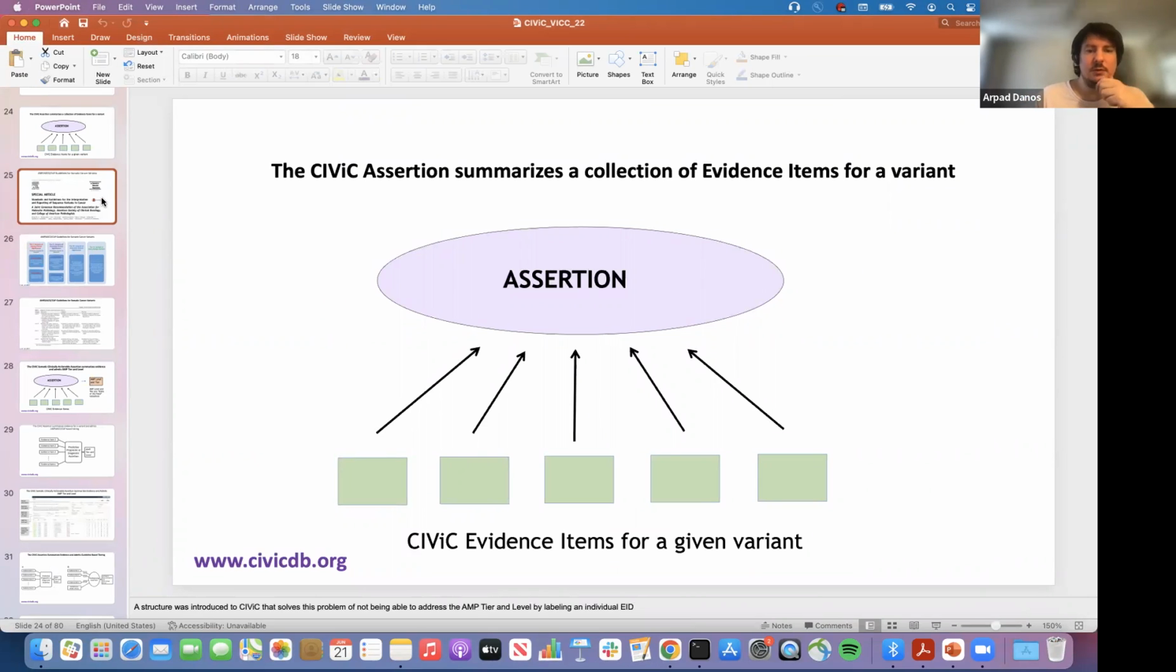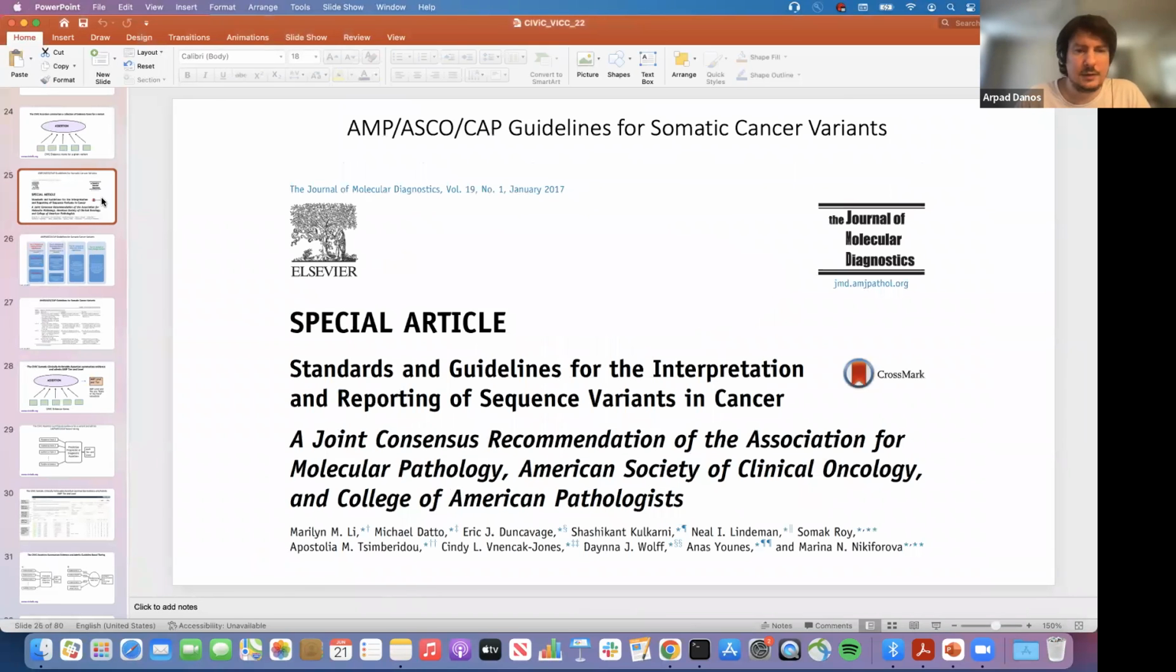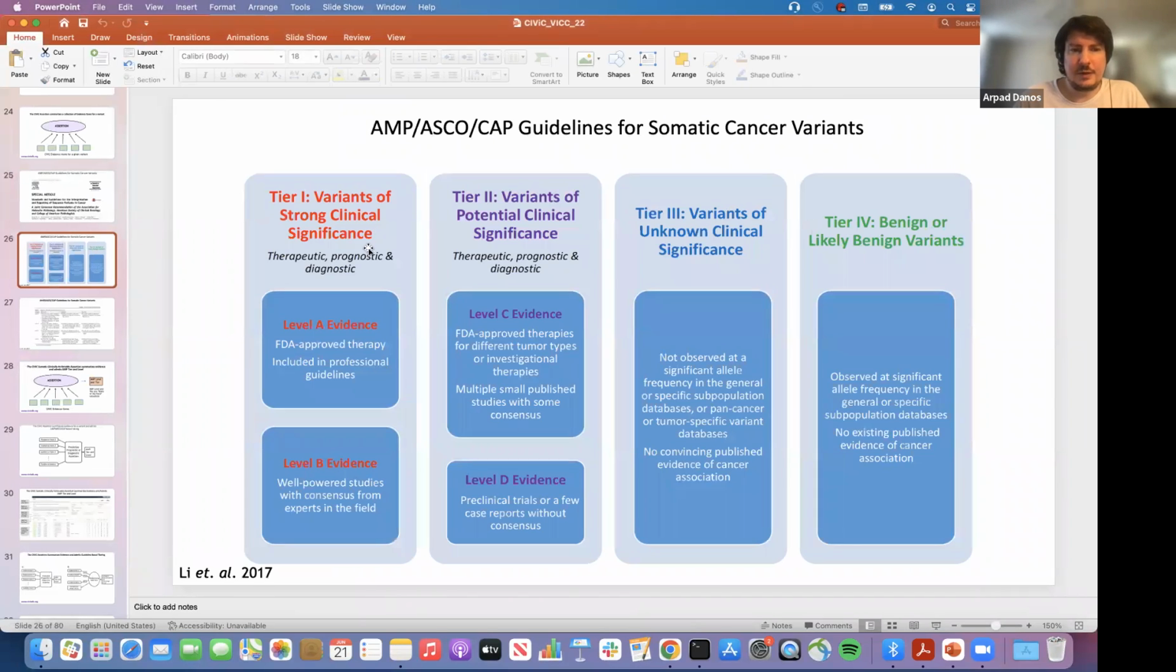But what we can do with assertions, we can start to integrate as well some of the guidelines that are out there, like the by now increasingly adopted set of guidelines from 2017, the AMP-ASCO-CAP guidelines for somatic cancer variants, as a way of breaking down variants into tier 1, 2, 3, 4. We're generally using tier 1 and 2 in our curation in CIViC, although we can do 3, 4. There's a way of looking at evidence. Level A evidence is FDA approved. Level B is well-powered studies, kind of like the way we're thinking about clinical trials. Level C is going to be off-target use or case studies. Level D is going to be preclinical trials.